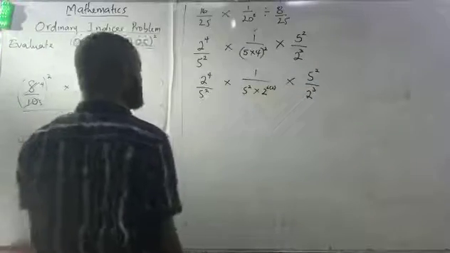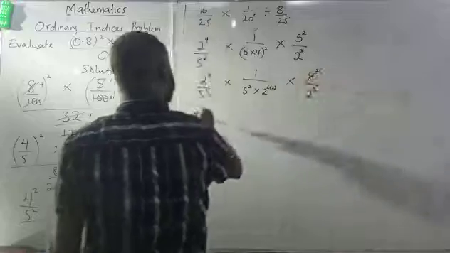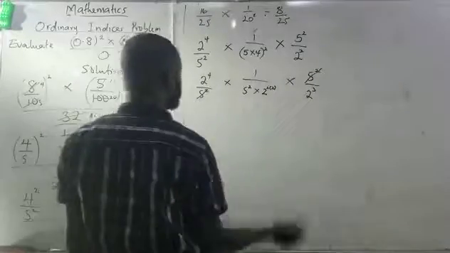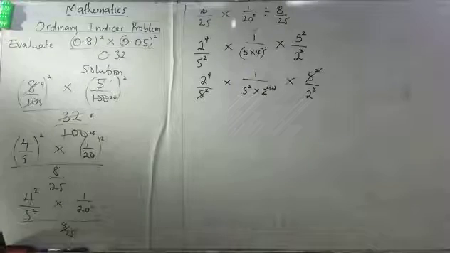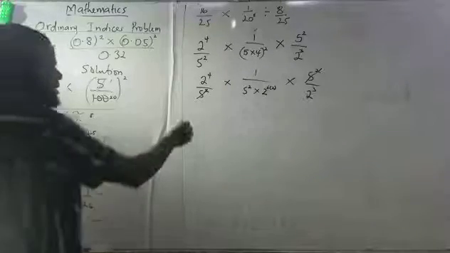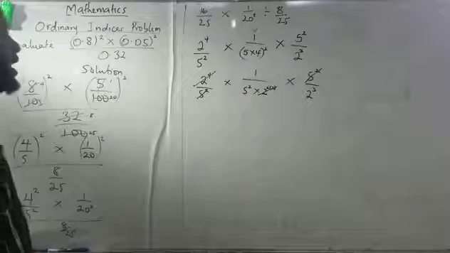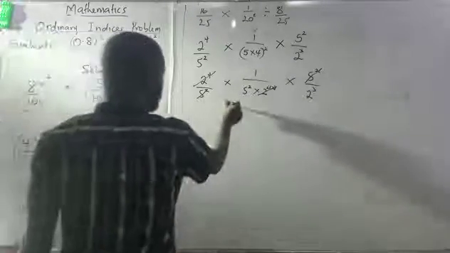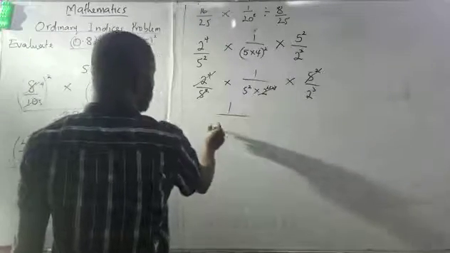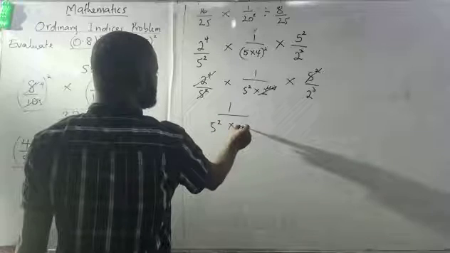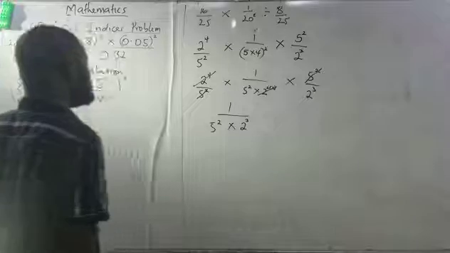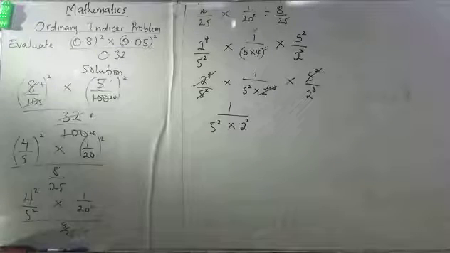By implication, I know that this will cancel this. Since it's multiplication, there's no division there. And I know that this will cancel this. I know that one. And it will be left with 1 divides 5 raised to power 2 multiplied by 2 raised to power 3. Now, by so doing this, your answer will be 25 times 8, which is going to be 200.